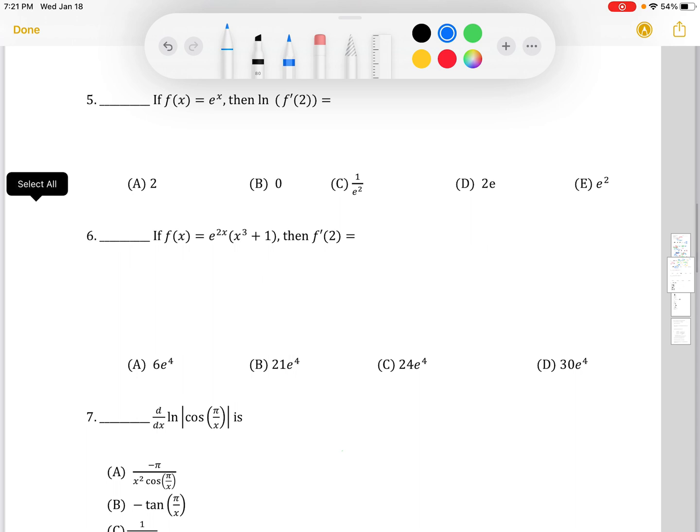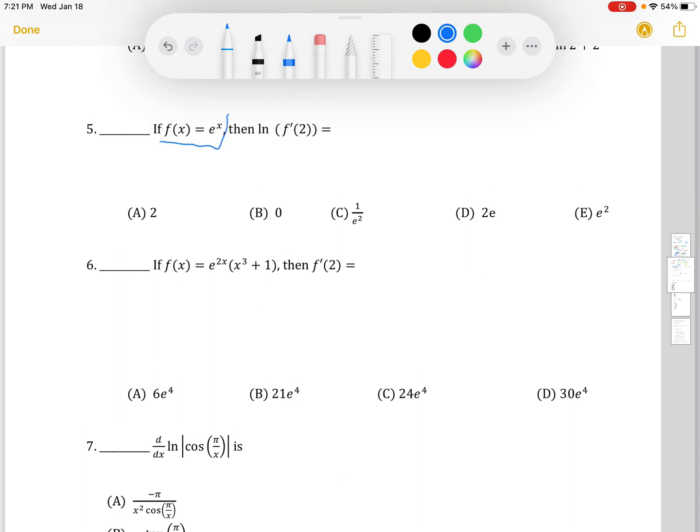Number 5, it says that a function is e to the x, and I want to find the natural log of the derivative value at 2. It's kind of a goofy notation there, but let's start off by finding f prime of x. F prime of x would be the derivative of e to x, which is e to the x. If I plug in f prime of 2, that would be e to the second. And then lastly, if I take the natural log of e to the 2, natural log and e actually are inverses of each other. So I end up with just the number 2, which is A.